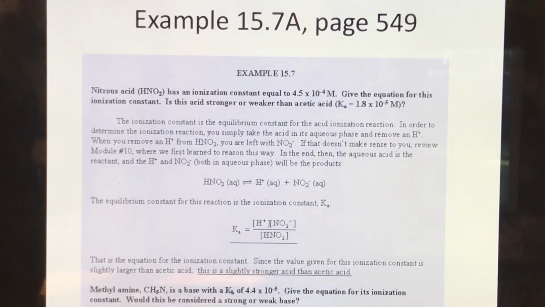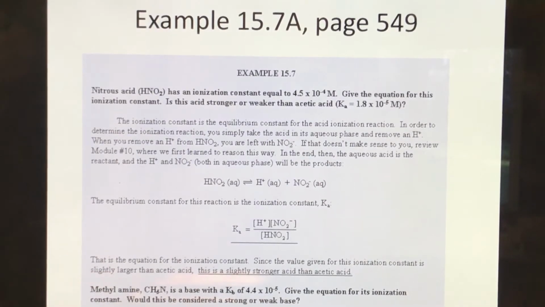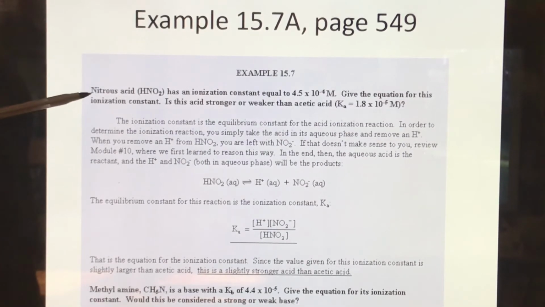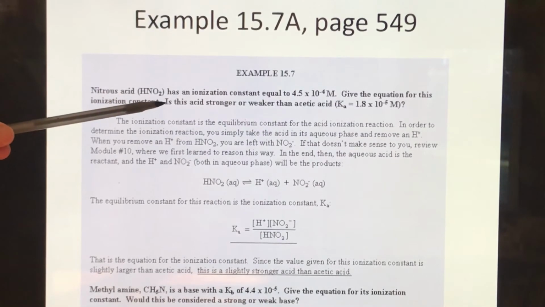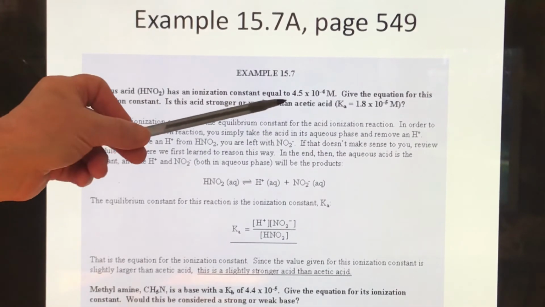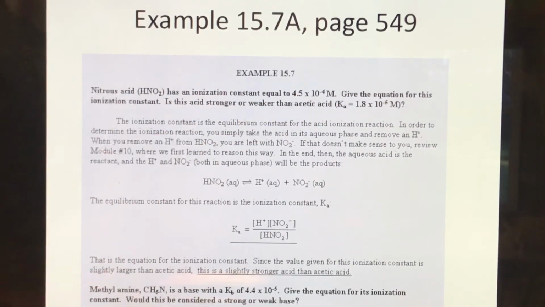Okay, let's look at example 15.7. It has two parts on page 549. It says nitrous acid, which is HNO2, has an ionization constant equal to 4.5 times 10 to the negative fourth molarity. Give the equation for this ionization constant. Is this acid stronger or weaker than acetic acid? And then it gives the K for that.